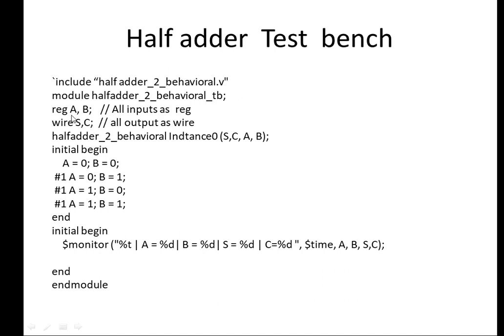Inputs should always be declared as reg and outputs should be declared as wire. This is the module instantiation in this test bench. Then initial begin, all the values you should write for A, B. It has two inputs, so four combinations. A1, this is for time. End.